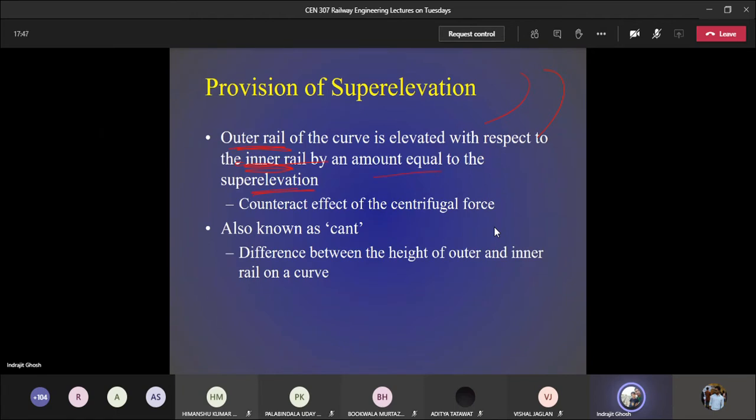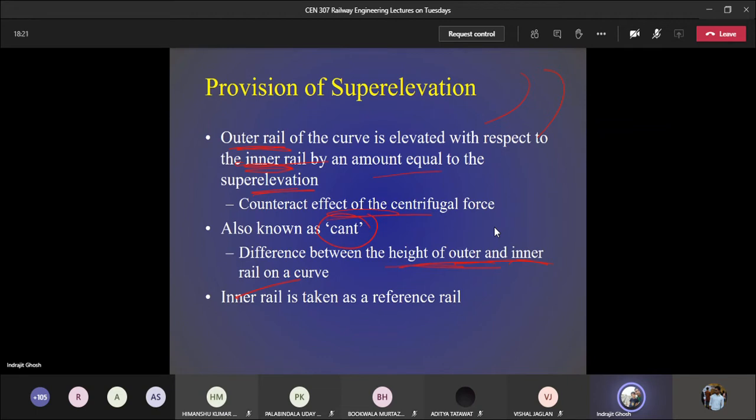When we are saying we have to provide super elevation, we need to raise the outer rail with respect to the inner rail by the amount we are going to calculate. Why? To counteract the effect of the centrifugal force, so that the journey is going to be smooth and there is good distribution of load on the two rails. The other name of super elevation is cant. This is nothing but the difference between the height of outer and inner rail.